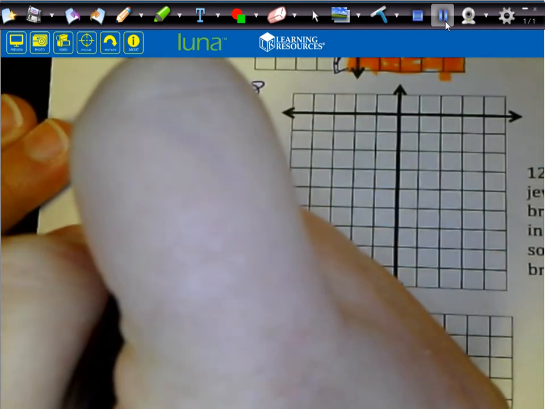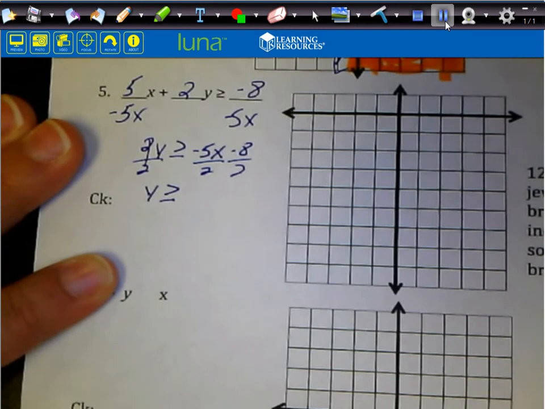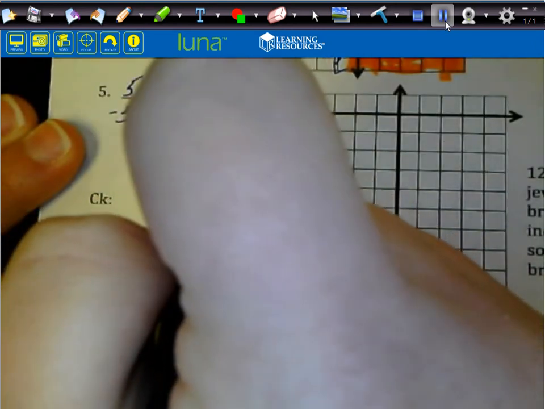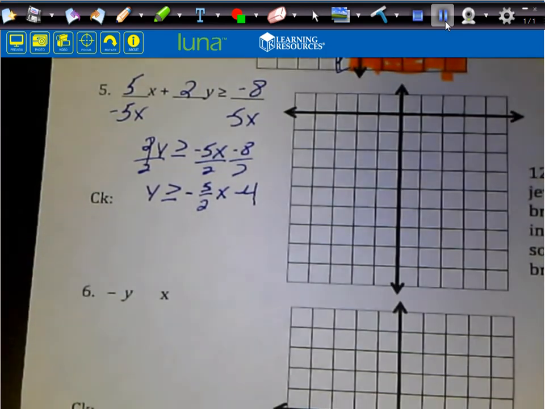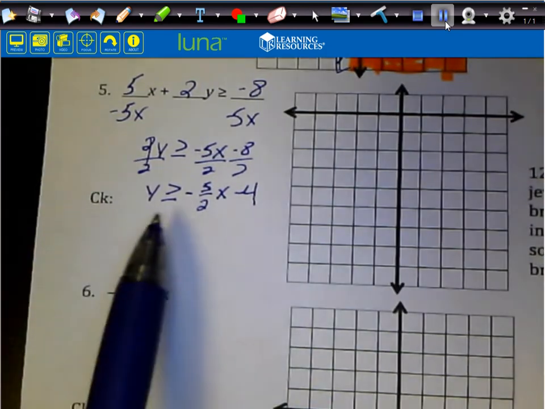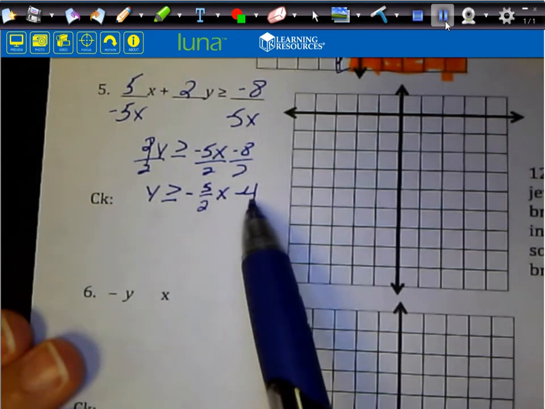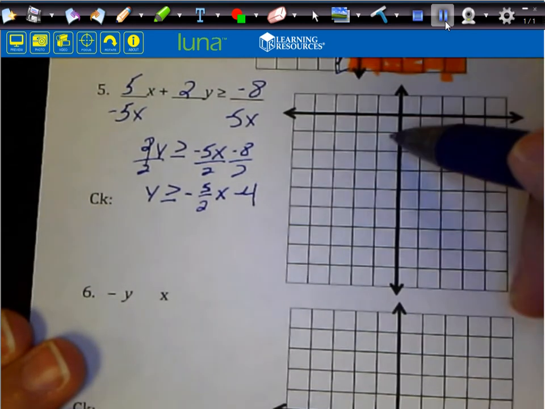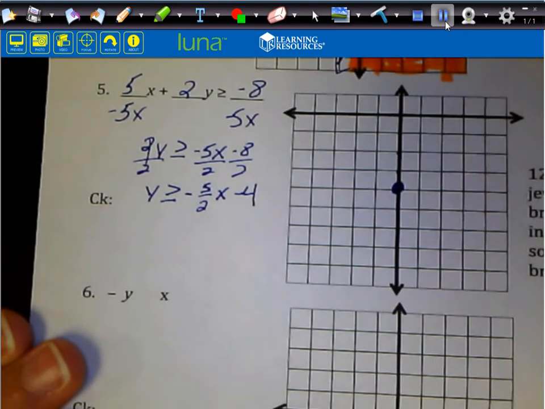And that's going to give me y is greater than or equal to negative 5 over 2x minus 4. So now I'm ready to graph. Now this looks like y equals mx plus b. So I'm going to begin at negative 4 on the y-axis, since that's my end number there. So on the y-axis, 1, 2, 3, 4. I'm going to put my dot there.